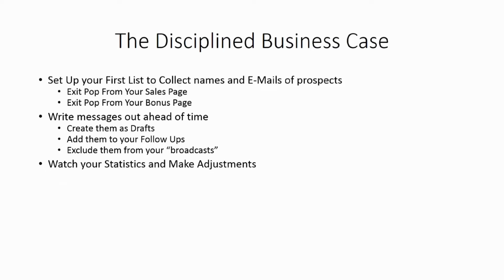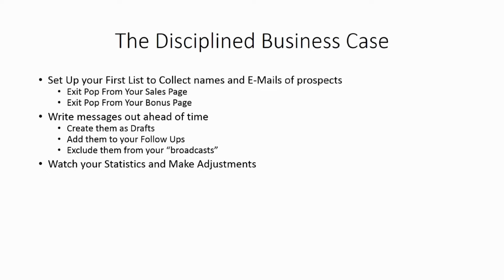Now, you need to watch the statistics and make adjustments on these follow-ups. Aweber will give you statistics on your follow-ups. I'm not talking about the broadcast statistics, I'm talking about your follow-up statistics. If you find that people are not opening your next follow-up, it's because something you did in the previous follow-up lost them. So you go back and make adjustments to that follow-up. Does that make sense? If you get that, put the number 5 in the question box.